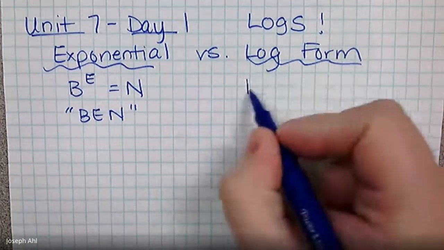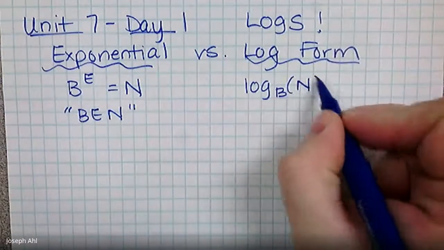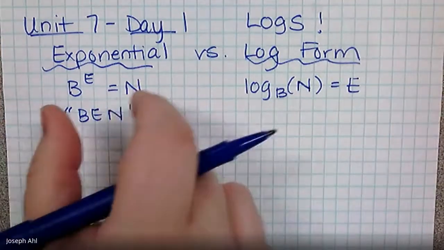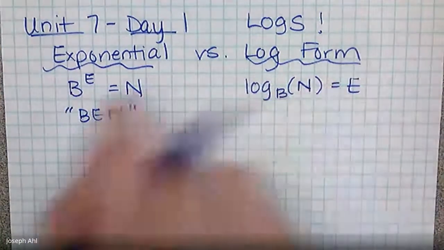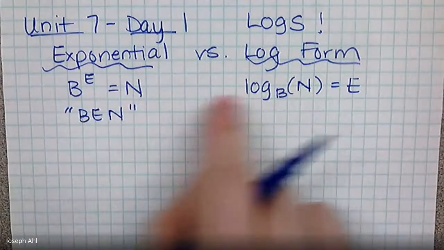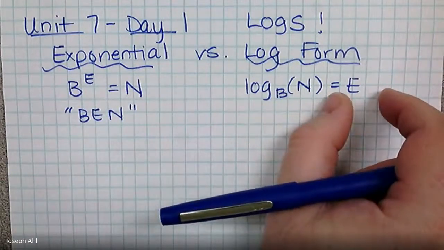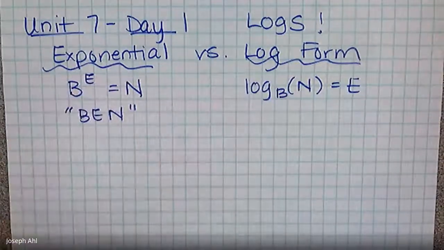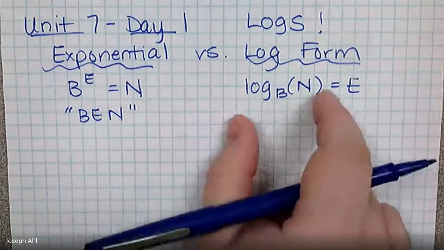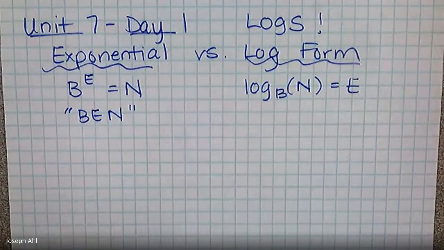Whereas in log form, what I'm going to write down is log base b of n equals e. So you can see how, when I translate from exponential to log form, the base of the exponential is now the base of the log. And I'm taking log base b of a number, and what that does is it equals the exponent that was up here. Like I was just saying, the log is the inverse operation here. It undoes this exponential form to return an answer that is an exponent.